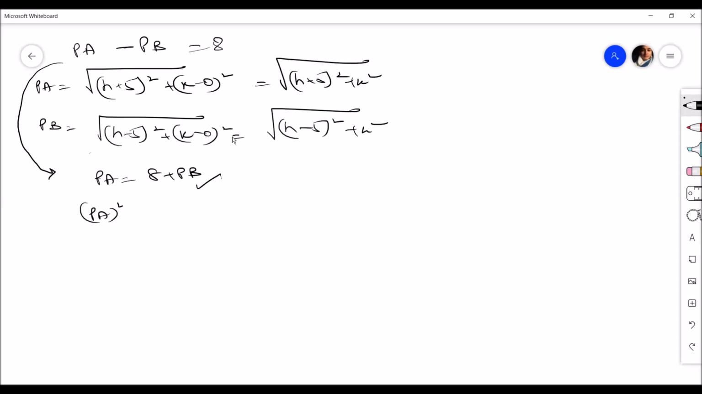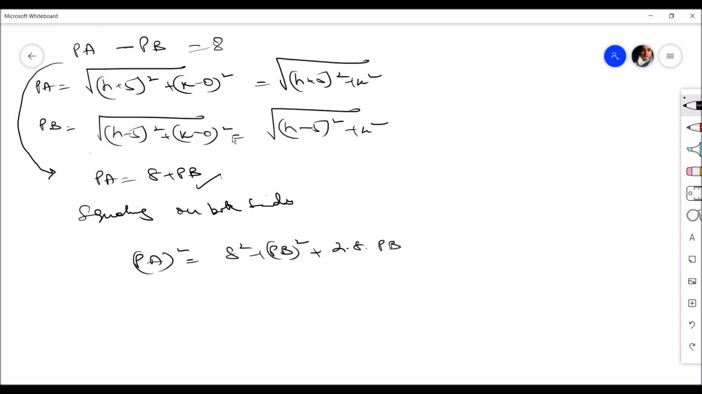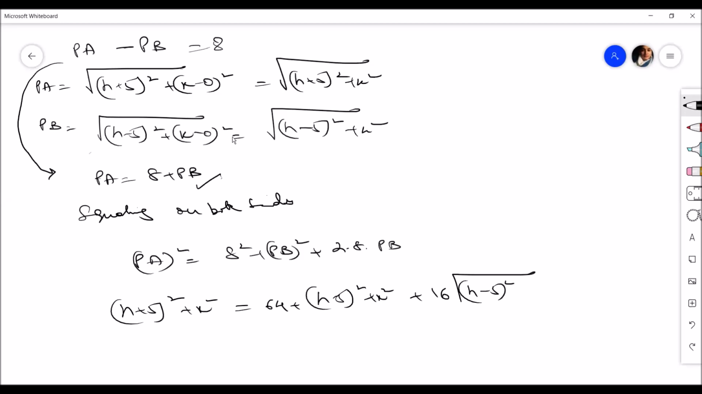PA whole square. I'm basically squaring on both sides. You might want to write it down. Squaring on both sides, which will give me PA whole square should be equal to 8 square plus PB square plus 2AB term, that is 2 into 8 into PB. Okay, that will give you PA square, which is nothing but square of this, which is (h plus 5) whole square plus k square, is equal to 8 square, that's 64, plus PB square, that is (h minus 5) whole square plus k square, plus 16 times root over (h minus 5) whole square plus k square.